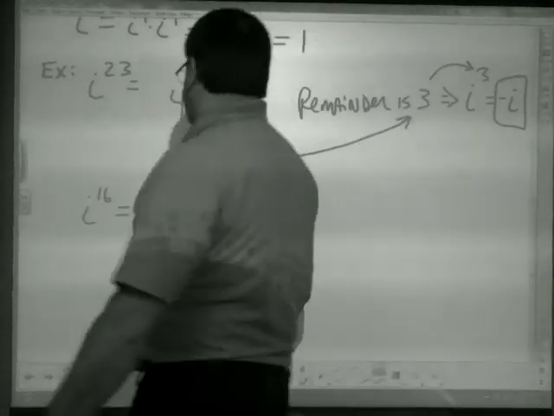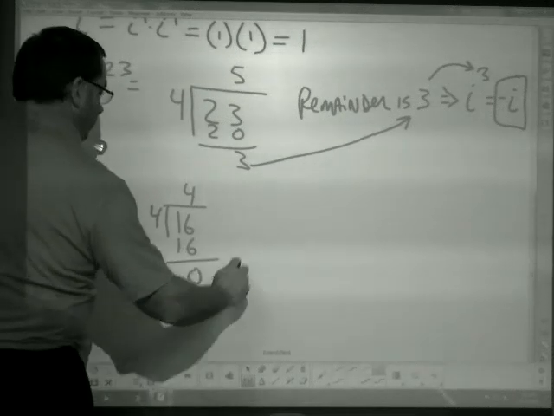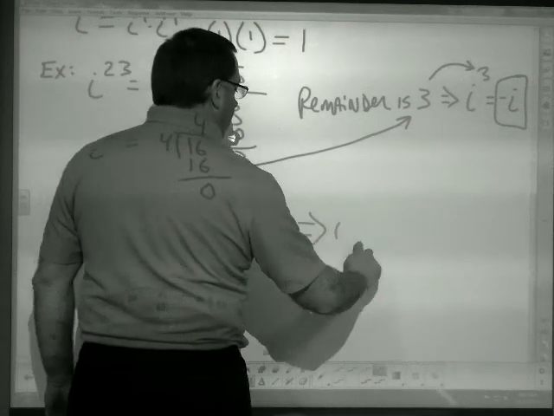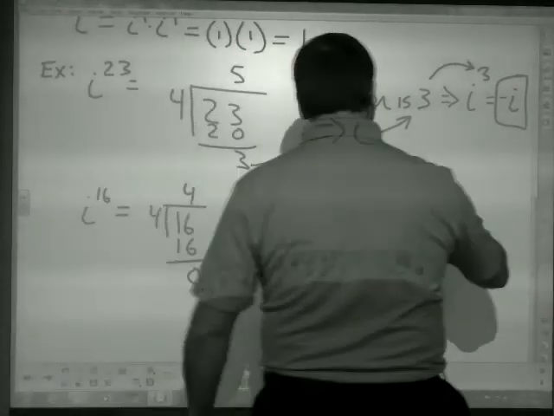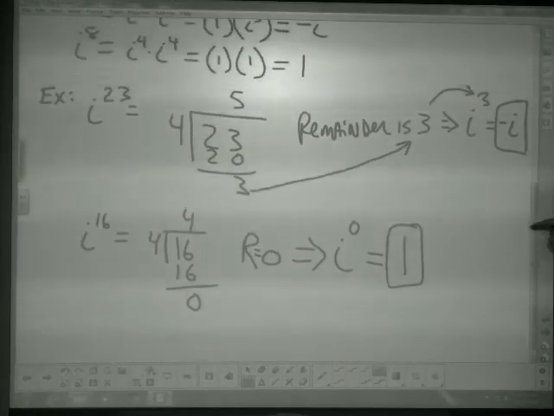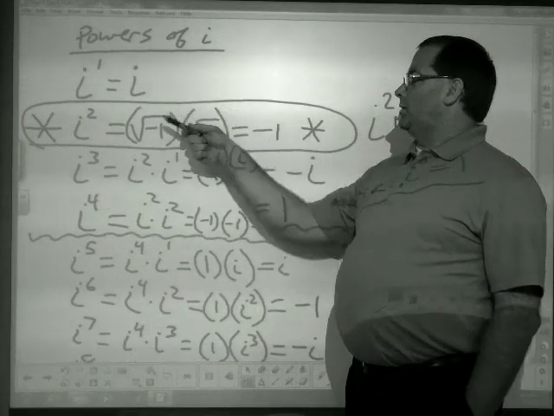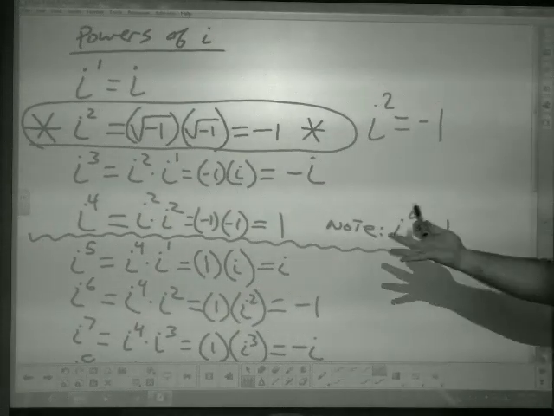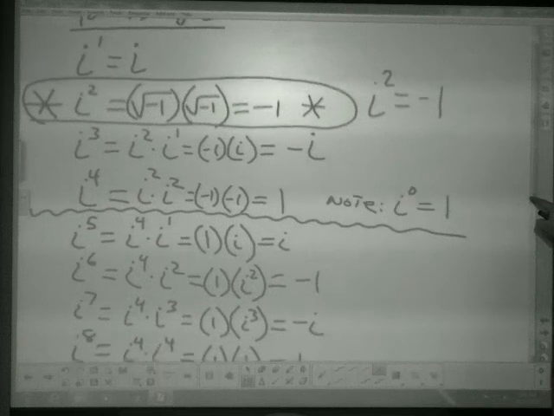Let's try i to the 16th. I'm going to take 16 divided by 4. It goes in evenly with a remainder of 0. That would be i to the 0, and I know anything to the 0 is 1. So let's see if it matches if I just count on my hand: 1, 2, 3, 4, 5, 6, 7, 8, 9, 10, 11, 12, 13, 14, 15, 16. My answer should be 1. Most of the ones they give you, you can just count the whole time. And it's fine. You can count through numbers pretty quickly.